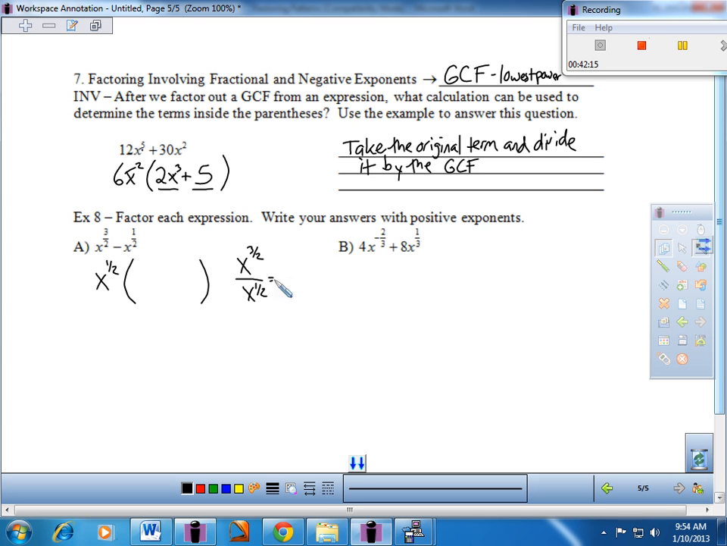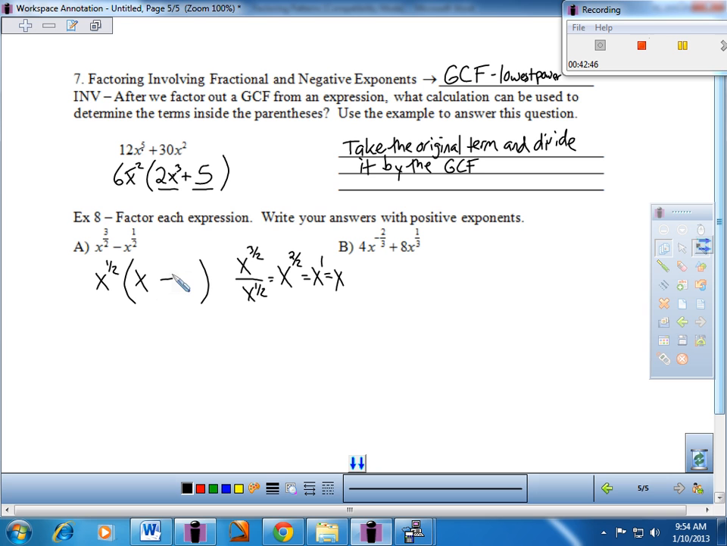And so, in this case, this is something we did on the previous lesson. Divide powers with the same base, we keep the base, and we subtract the exponents. 3 over 2 minus 1 over 2 is 2 over 2, which of course is x to the first, which of course is just x. Hopefully that all makes sense there. So this divided by this, as a matter of fact, is x.